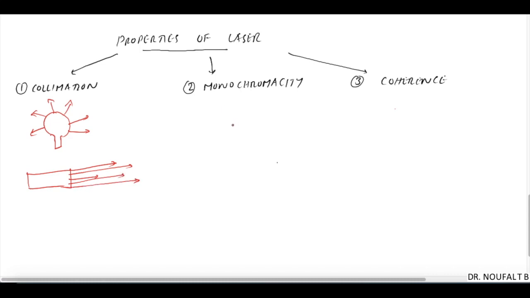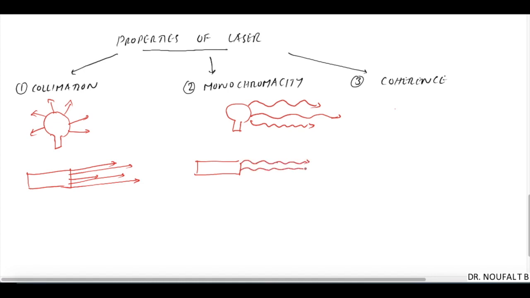Next is monochromicity. In case of an ordinary light, from the same light source itself, different beams having different wavelengths are released. So there will be different colors. But in case of laser beam, all radiation will have the same wavelength. So only a single color. This is known as monochromicity.